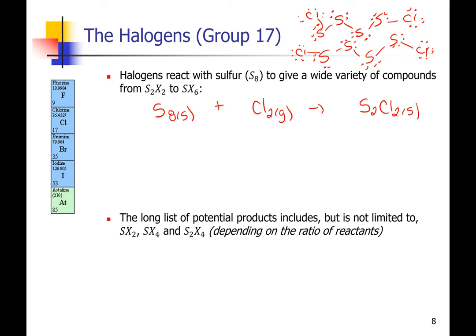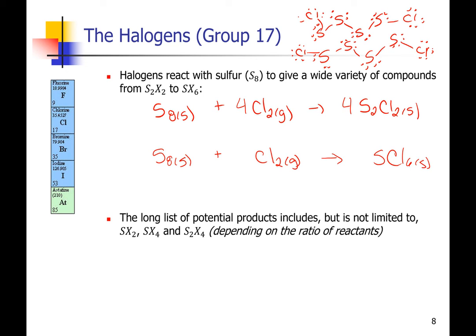And if I wanted to write a balanced reaction equation for this, to make my sulfurs balance, I need a 4 here, and then to make my chlorines balance, I need a 4 here. So 4 molecules of chlorine gas for every molecule of the sulfur. On the other hand, if I wanted to use a lot of chlorine gas, I could make something like, say, sulfur hexachloride.